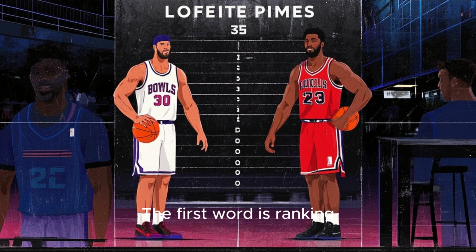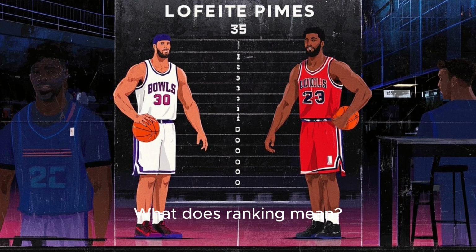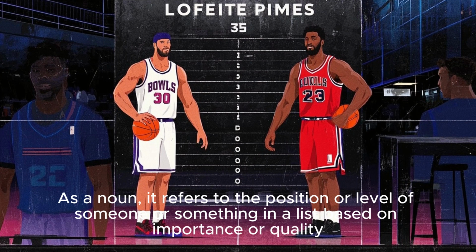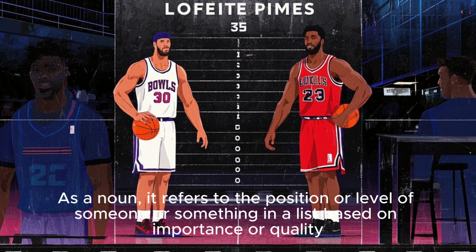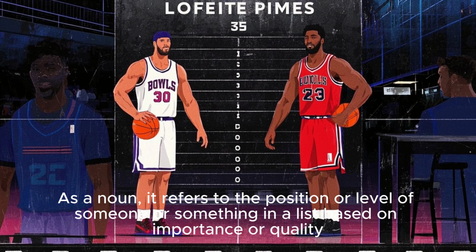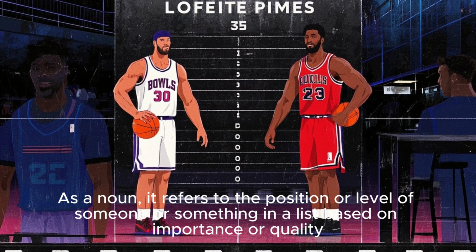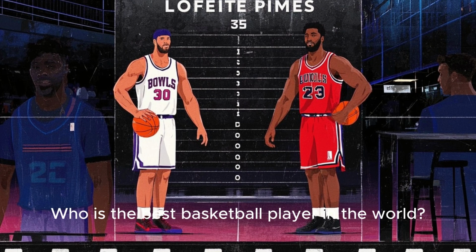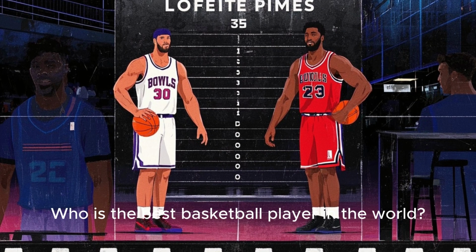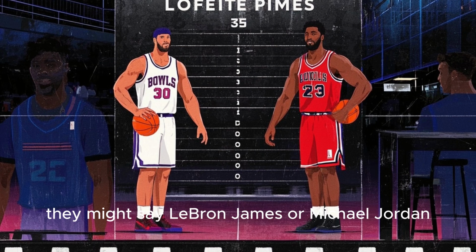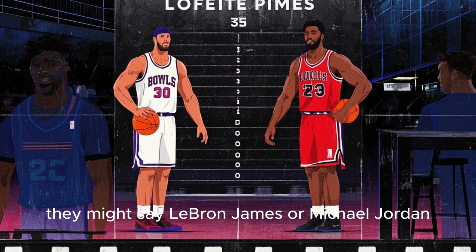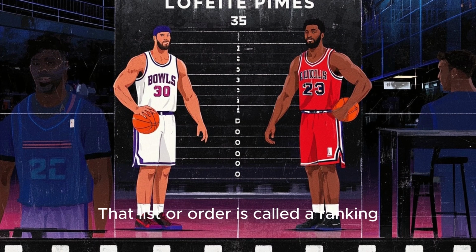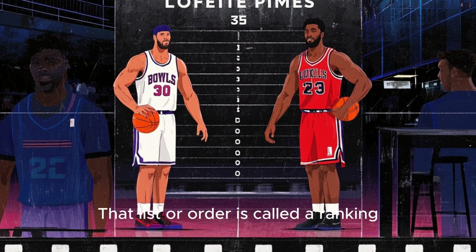The first word is ranking. What does ranking mean? Ranking can be used as a noun or a verb. As a noun, it refers to the position or level of someone or something in a list based on importance or quality. For example, if you ask someone who is the best basketball player in the world, they might say LeBron James or Michael Jordan. If I had to choose, I would rank them both very highly. That list or order is called a ranking.